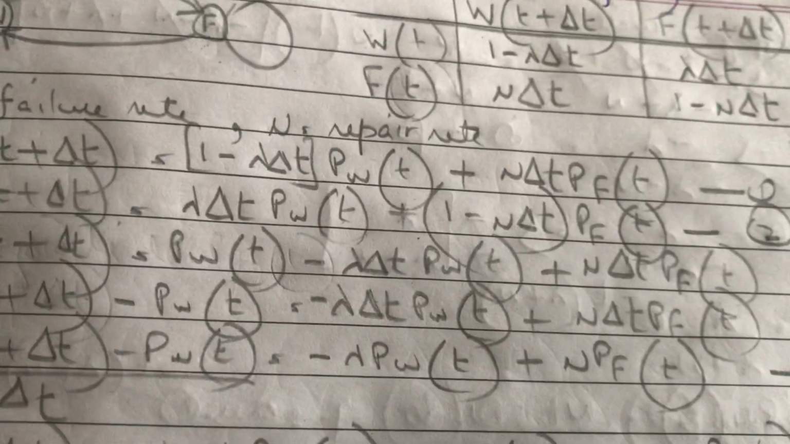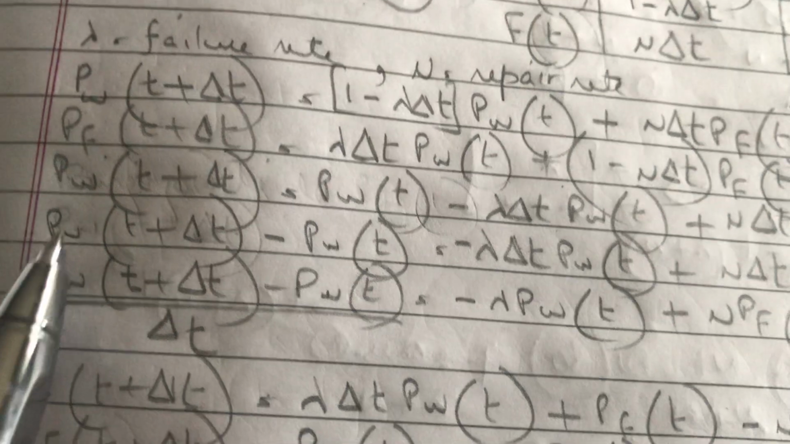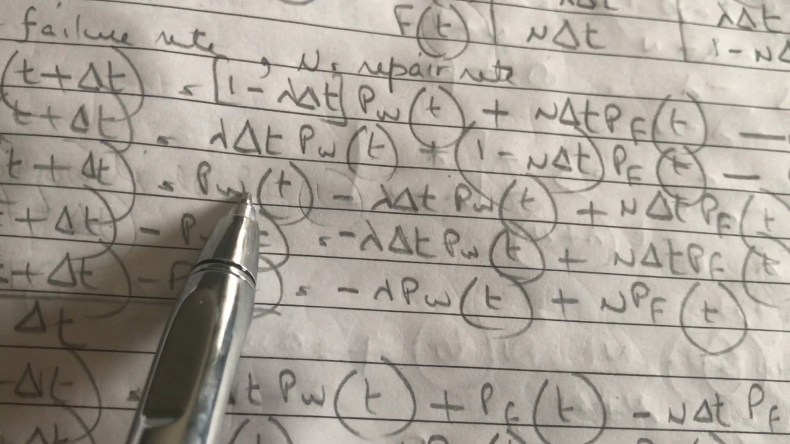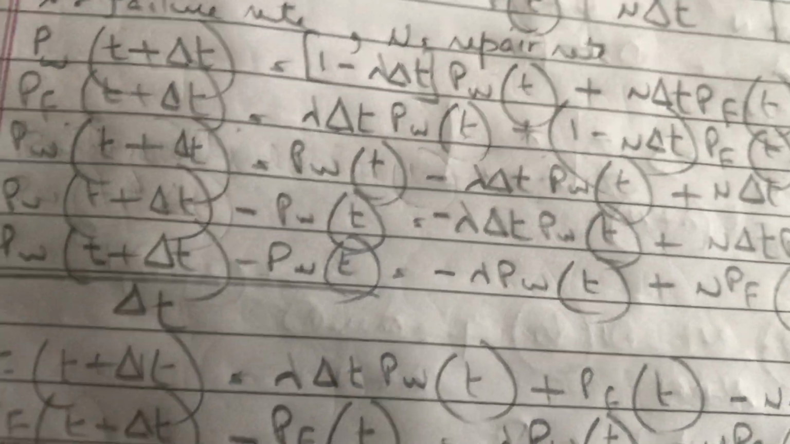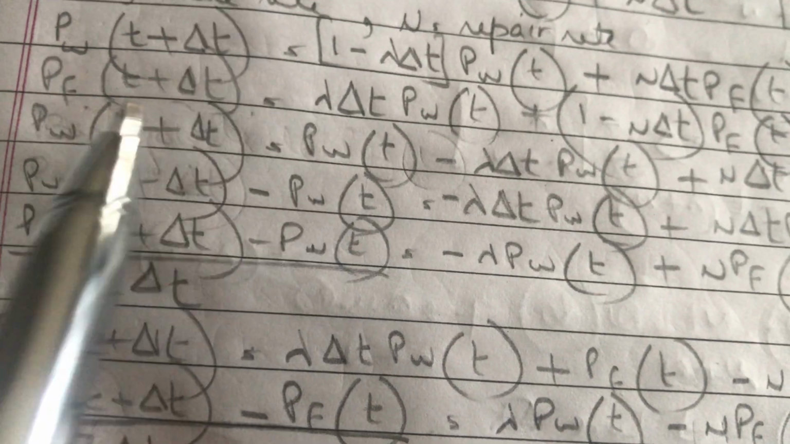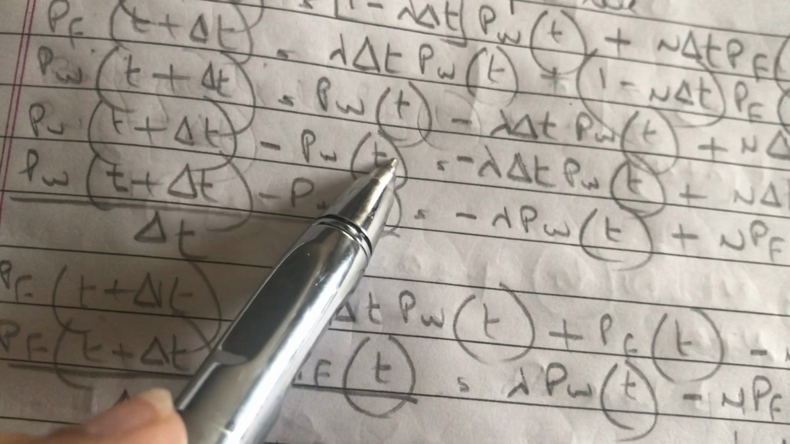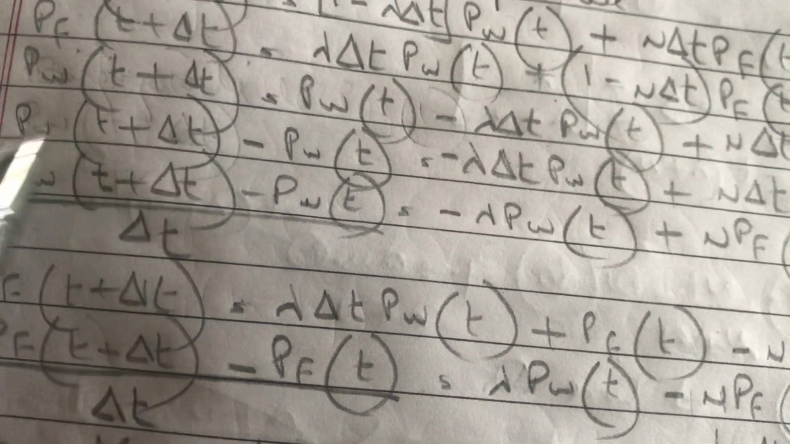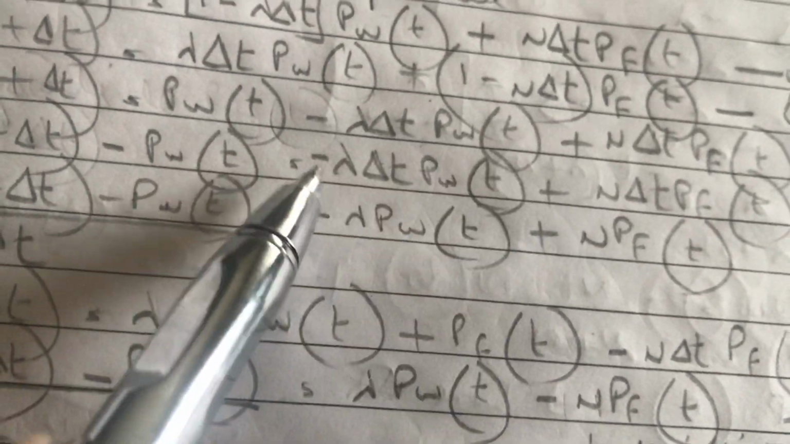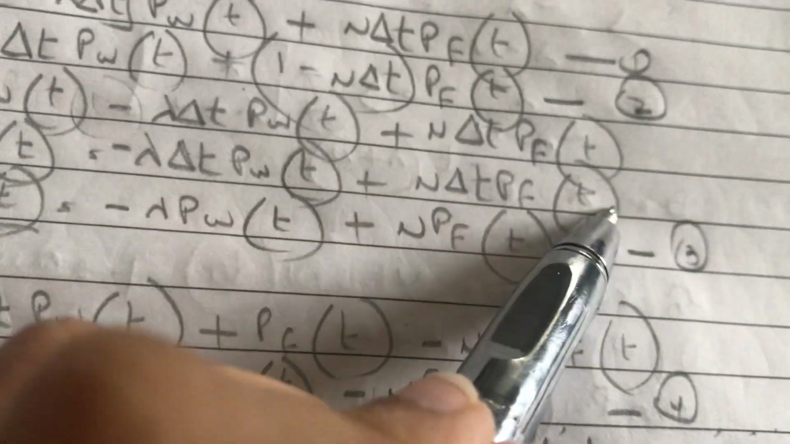Okay, so first we are taking equation 1, we are working on equation 1. So we got this thing like this, and we see that pw of t is here, so we have to bring it out to the other side of the equation. So we brought it here, pw of t comes here, so it's in minus, equals to minus lambda delta t, pw of t remains here as it is, and mu delta t pf of t remains here as it is.